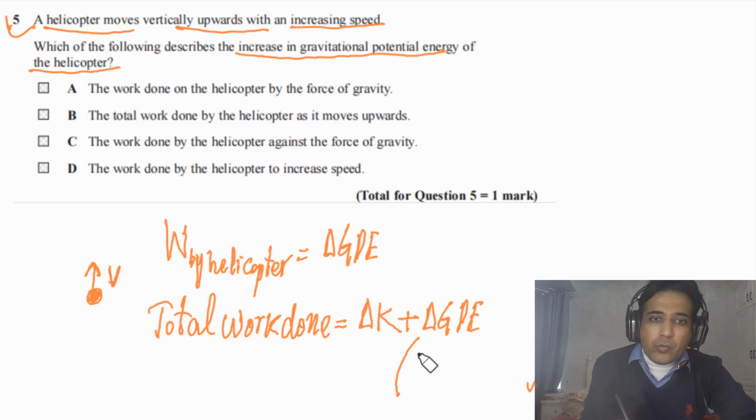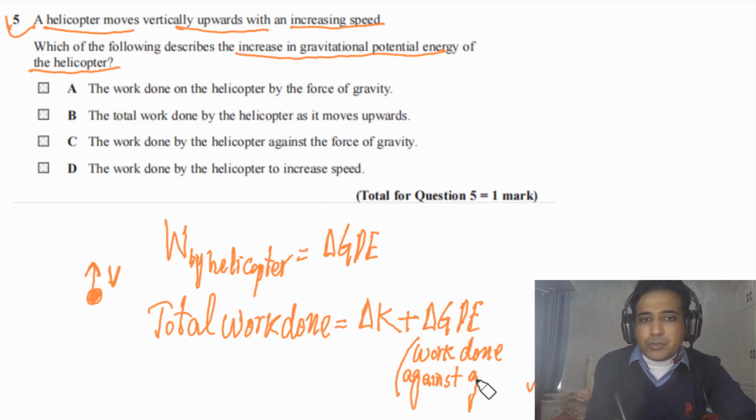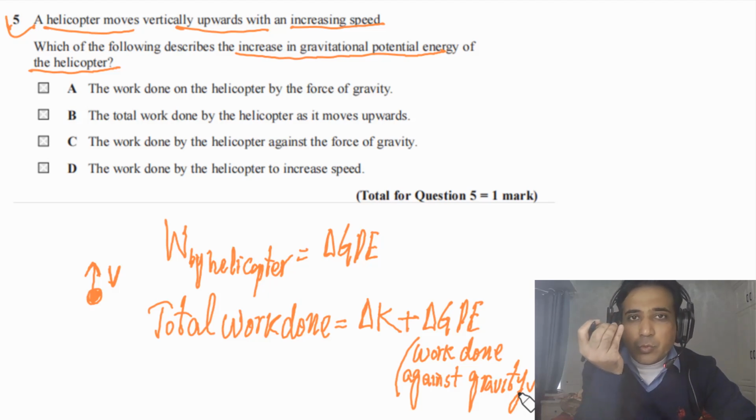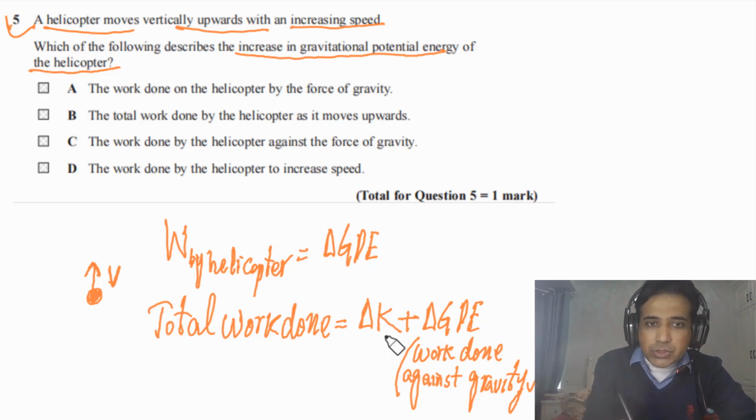gain in GPE is equal to the work done against gravity. So this is the point you need to understand, work done against gravity. If the speed is constant, the work done by the helicopter is equal to the gain in gravitational potential energy, or you can say the increase in gravitational potential energy. If the speed is also increasing, the work done is equal to the change in kinetic energy plus the work done against gravity.